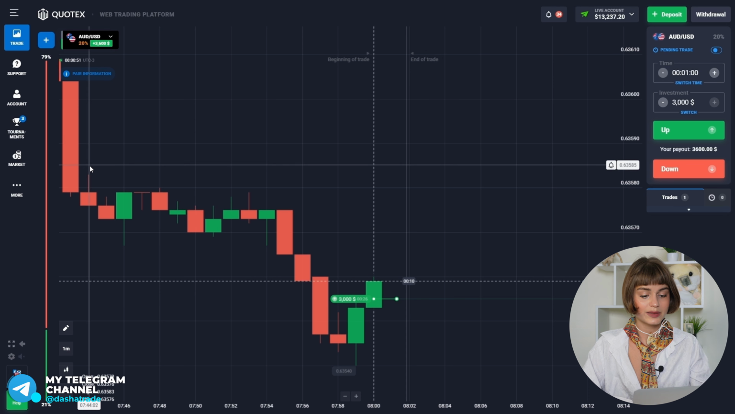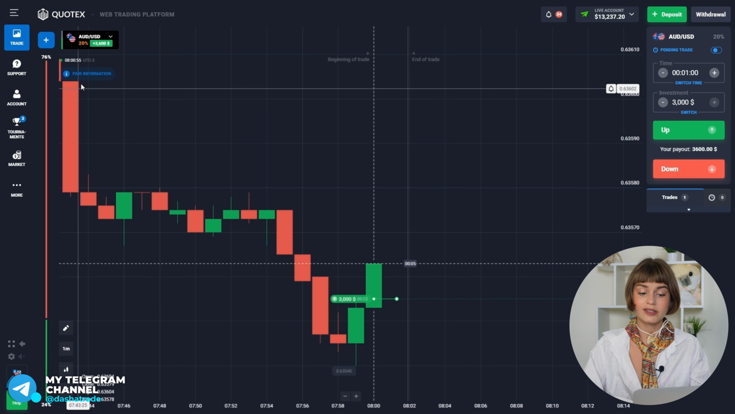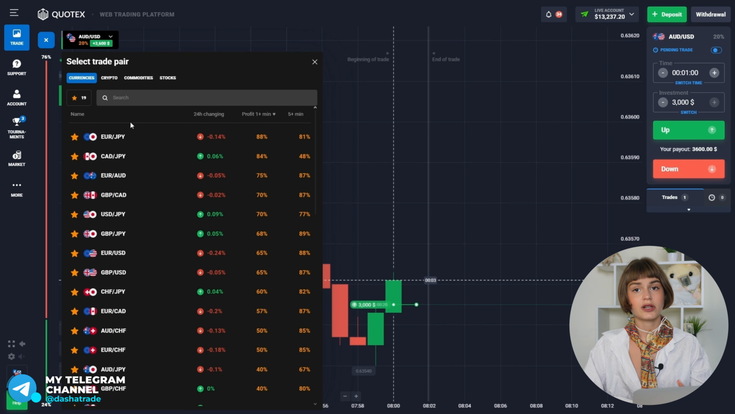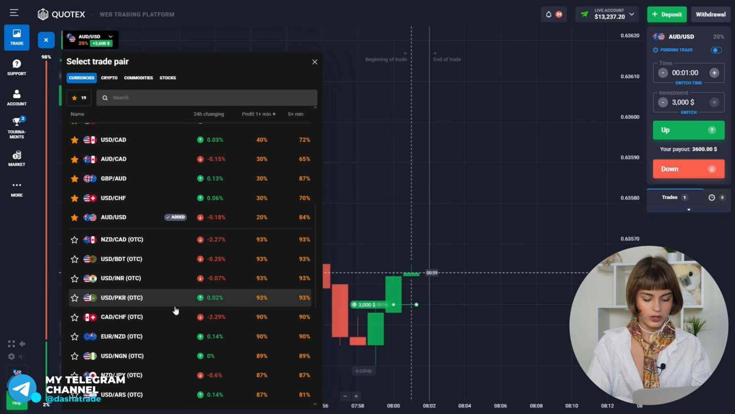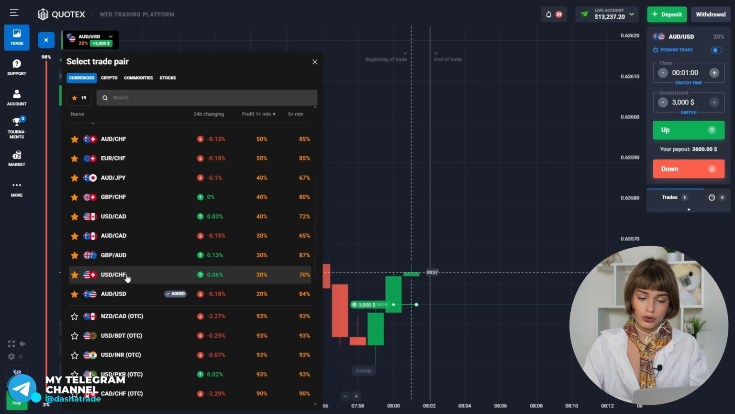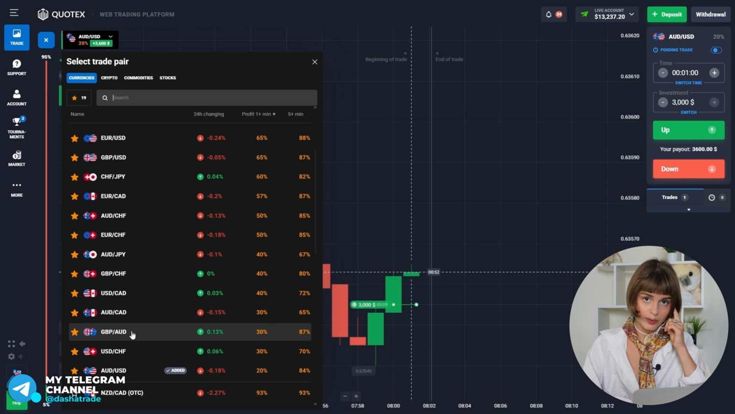Also, while the trade is in process, I would like to tell you something very important regarding the choice of your currency pair. The thing is, on TradingView there are no currency pairs with the OTC mark translated, and this is why when choosing the currency pair, you should choose the classic currency pair with no OTC mark. This is very important, so please keep it in mind.